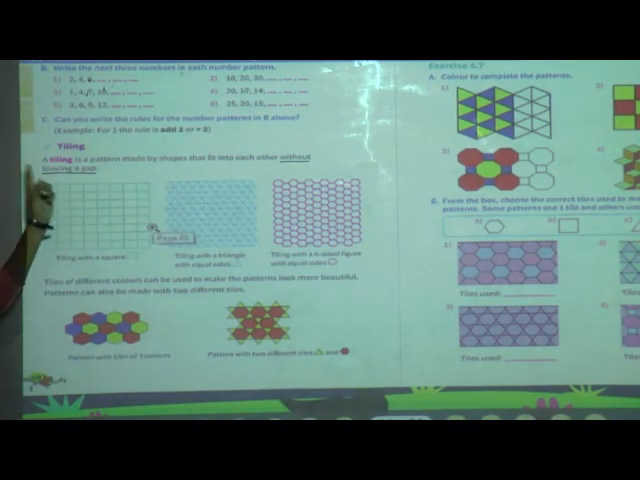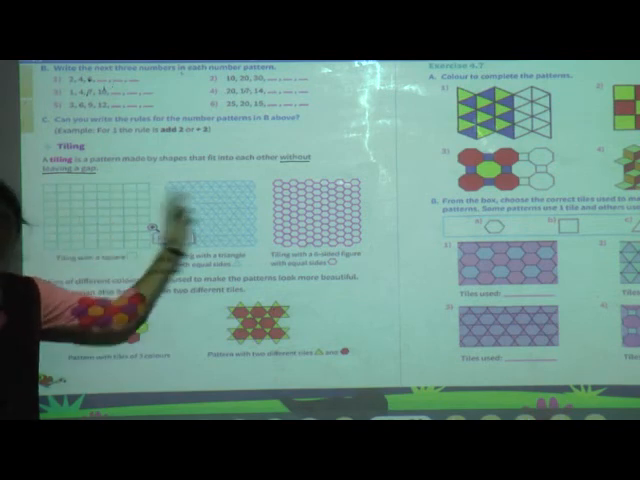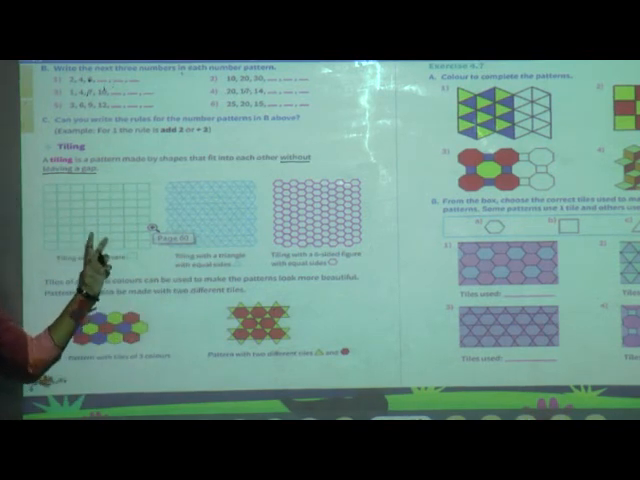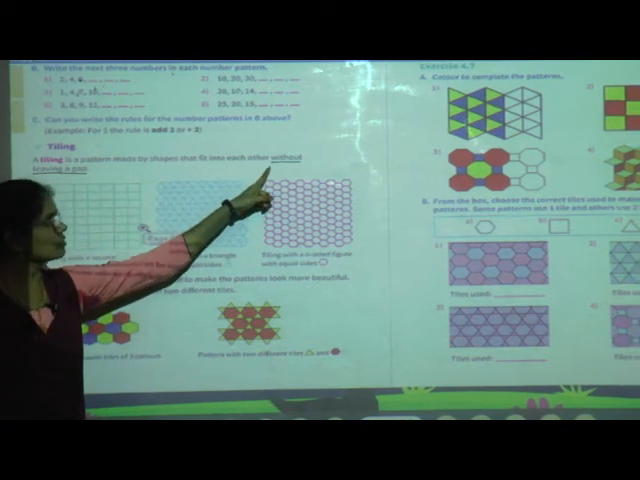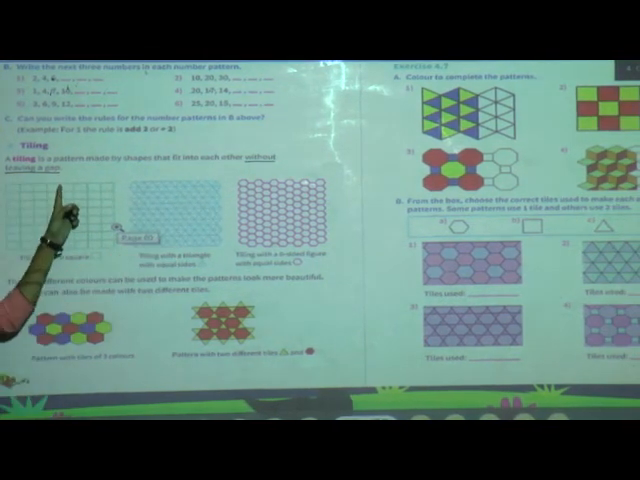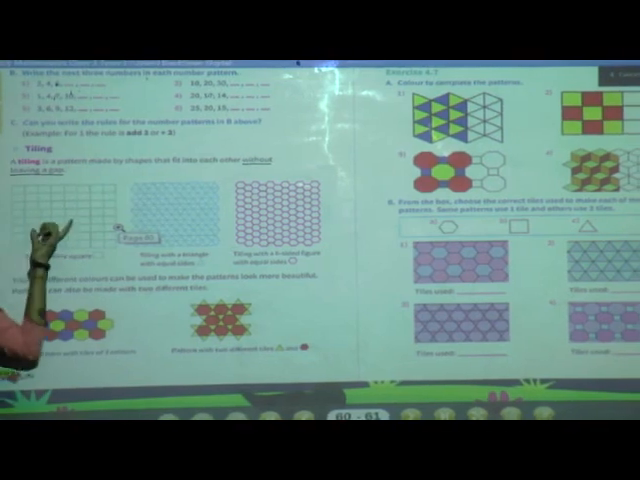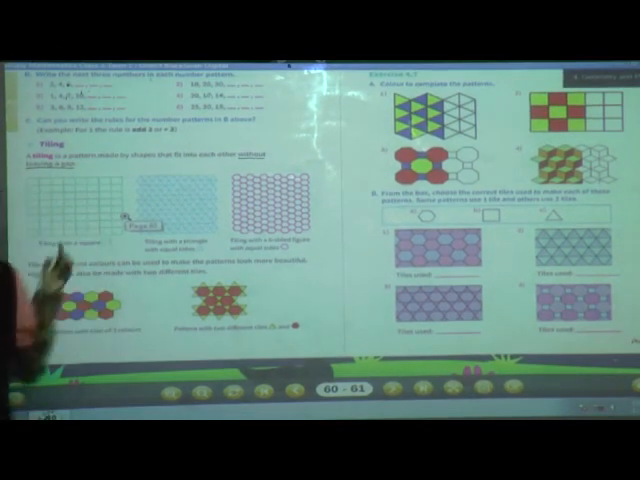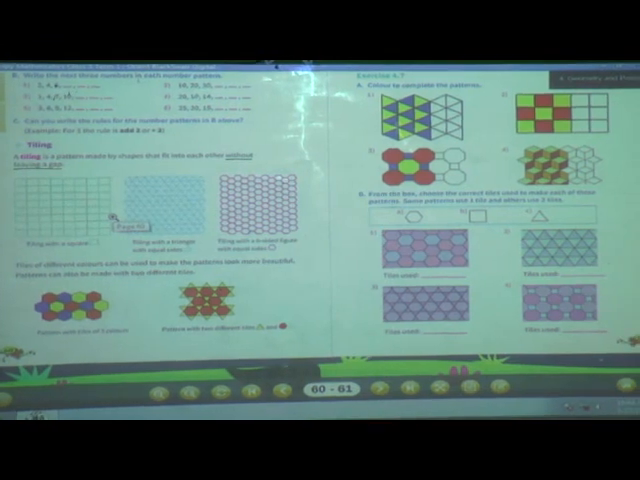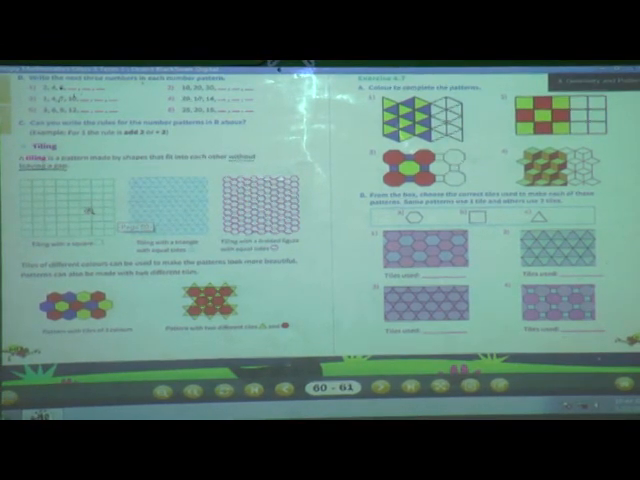What is meant by tiling? A tiling is a pattern. This is also a pattern, but it is made by shapes that fit into each other without leaving a gap. Here see, a gap is not there. Without leaving a gap, if we fit all the shapes together, then we will get a tiling.